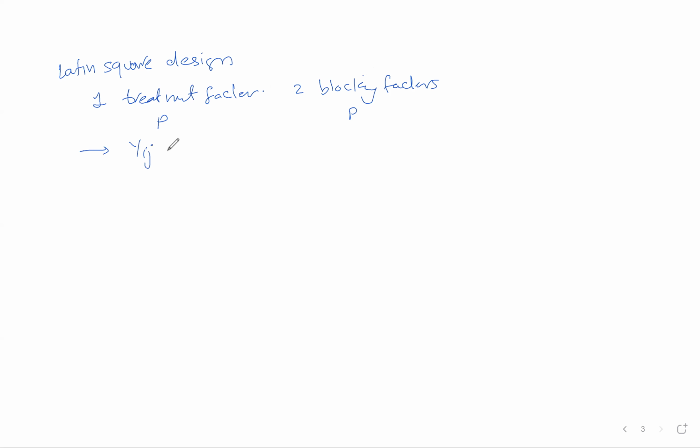Yijk. i for the first blocking factor, j for the treatment factor, k for the second blocking factor, equal mu plus alpha i plus tau j plus beta k. So we have three effects for the three factors, alpha, tau, beta. Alpha for the first blocking factor, tau for the treatment factor, beta for the second blocking factor, plus epsilon ijk. And there is no replication, so there is no l.